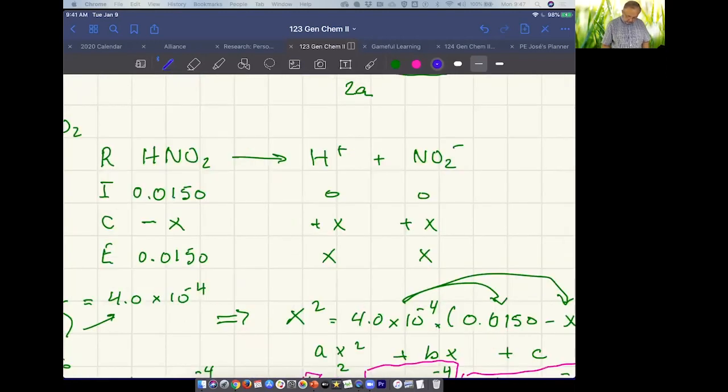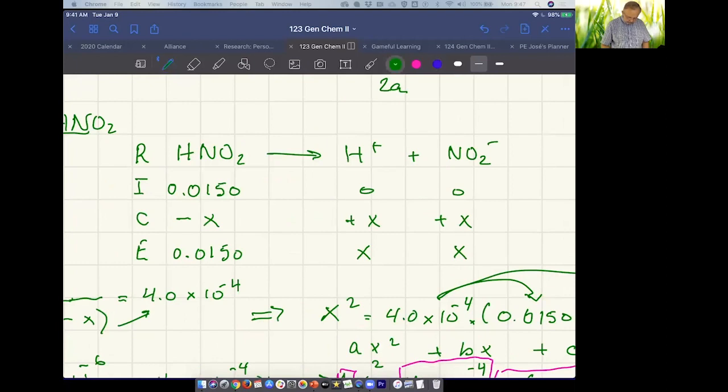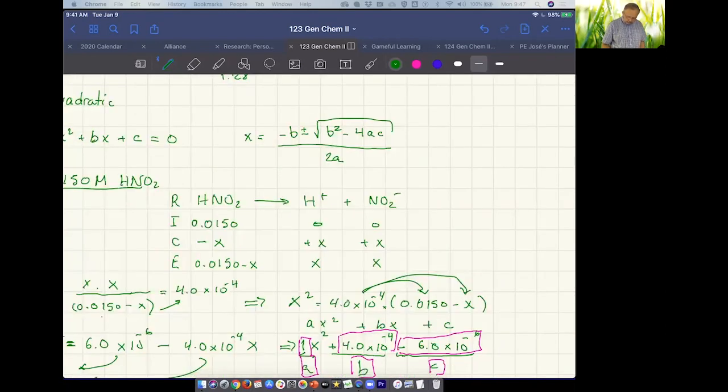Oh, I just noticed a mistake. This should be an equilibrium of minus x. So it will be 0.015 minus x, x and x. So let's do those calculations.